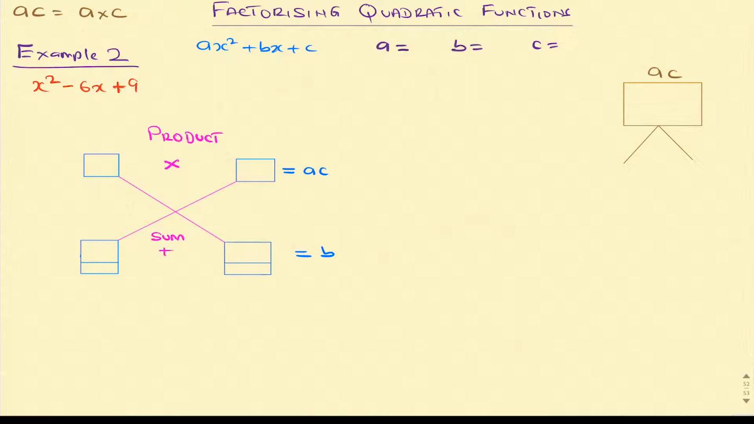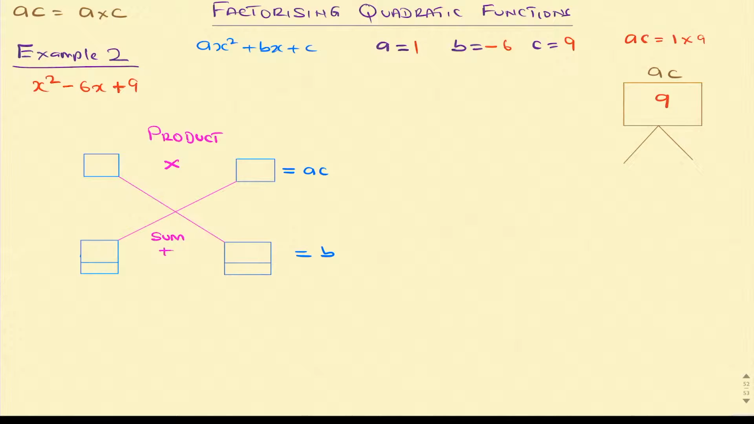Example number 2. We're trying to factorize x squared minus 6x plus 9. A equals 1 again, B is minus 6, and C is 9. We need to find AC, A times C. A times C is 1 times 9, and that gives us 9.